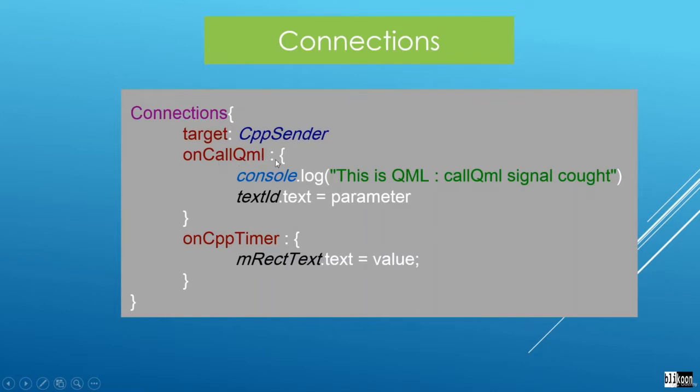You're going to see how this works in a demo that we are about to do. But the main idea is to capture the signal we send in C++ and use it in a QML slot, just like we are doing here. Let's head to Qt Creator and show you this in action.